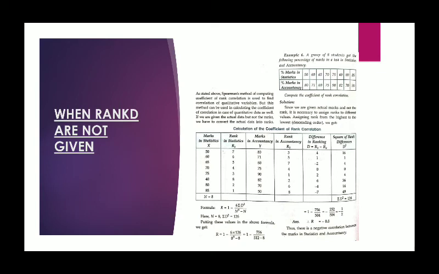Then we'll put the same values in the same formula which we have used previously. R equal to 1 minus 6 summation D square whole divided by n cube minus n. N equal to 8, D square 126. Putting the values, you will get the value of R as minus 0.5. Yes, see, there is a negative correlation between the marks of statistics and accountancy.